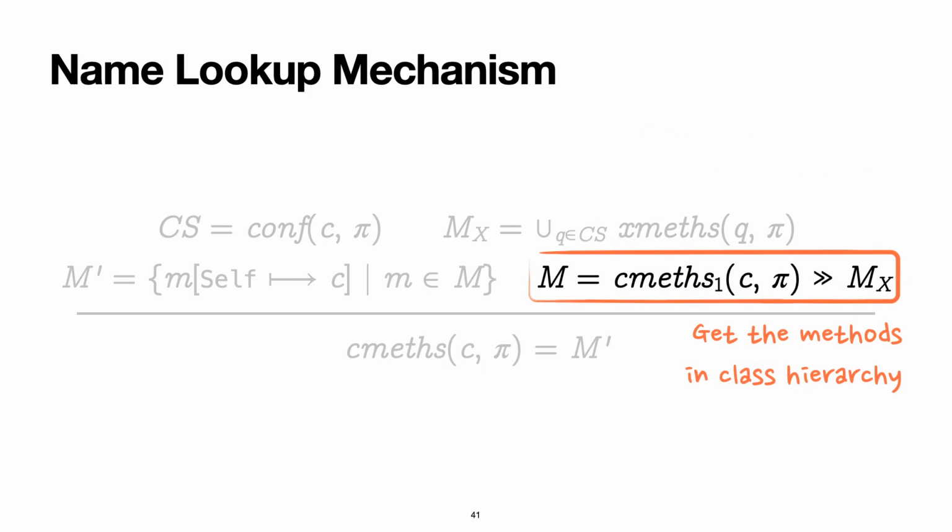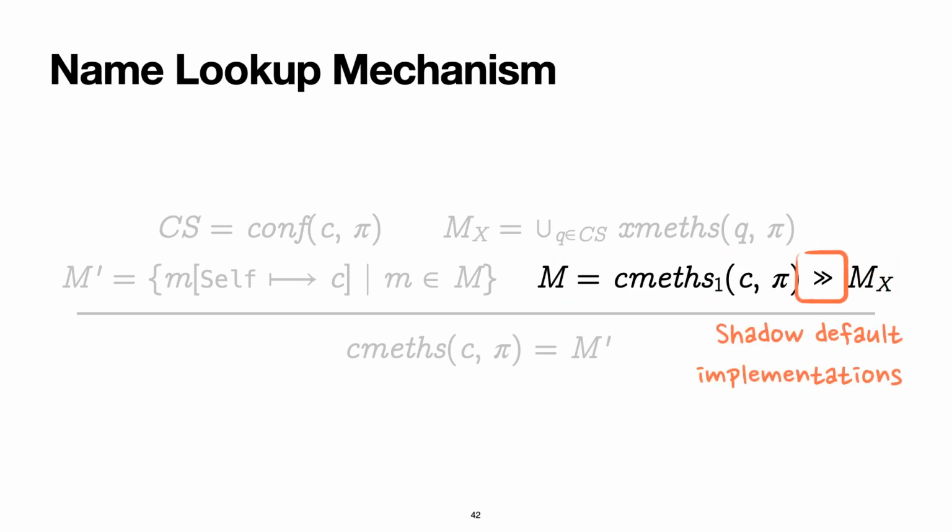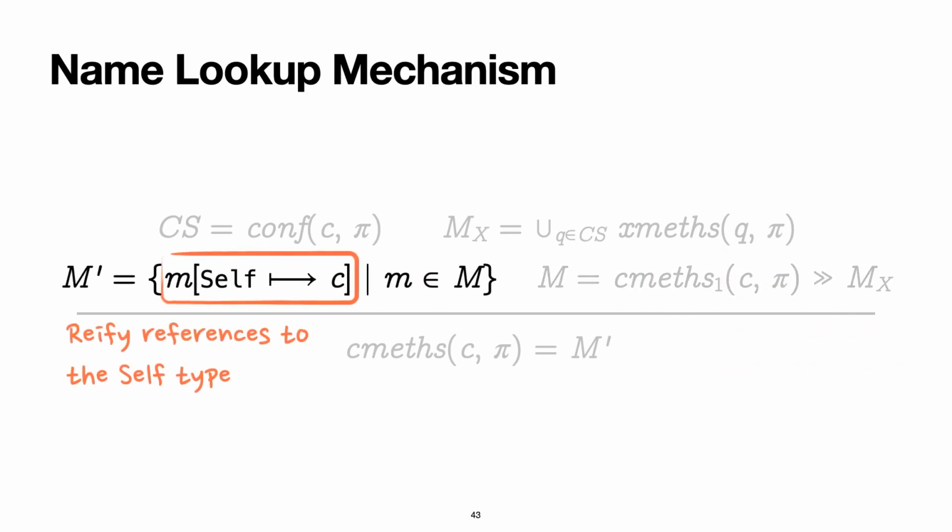Note that this does not include the methods inherited by protocol conformance in superclasses. These are already part of MX. We merge the two sets with this operator, which models the shadowing of the default implementations. Finally, we instantiate self-types. Notice that this is done in the derived class, not in the superclass.